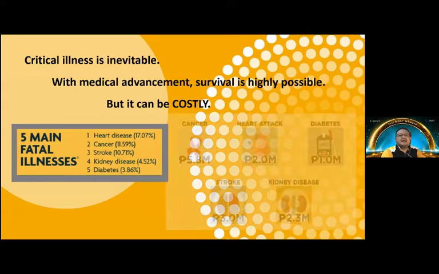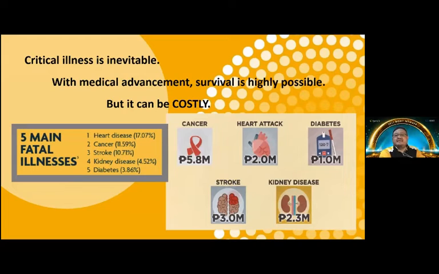Okay? And magkano naman yung mga yan? So sabi natin costly di ba? So how much do they cost? So for example, cancer is around 5.8 million. Heart attack is 2 million. Diabetes is 1 million. Stroke is around 3 million. And kidney disease is 2.3 million. So ano ang pinakamahal dyan? Sa nakikita ninyo? Answer naman kayo sa chat. Sino pinakamahal? Yun, cancer, di ba?